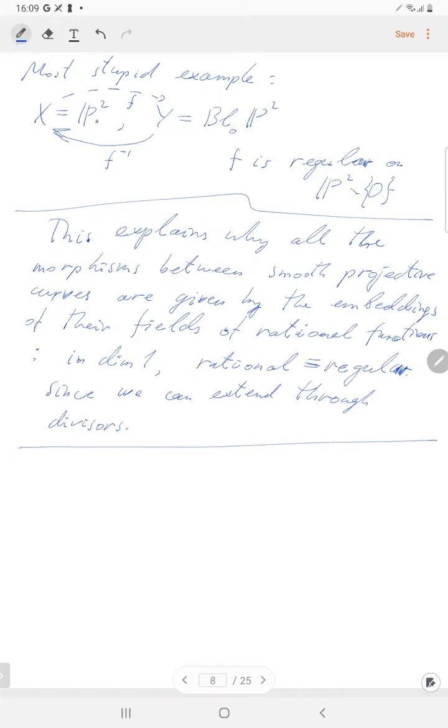Am I right that by this reason, for curves, the notion of normal is the same as smooth? Yes, absolutely. Yes.